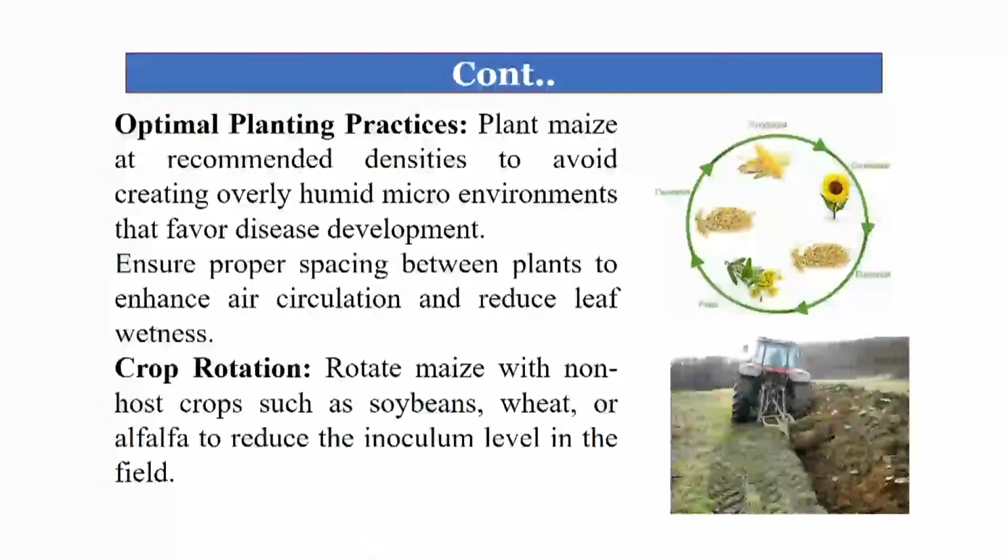And optimal planting spacing is also important to reduce the pathogen load, and crop rotation is also important because, as you know, the disease is dispersed by infected soil and plant debris. You can choose alternate crops like soybean, wheat or alfalfa to reduce the inoculum level or inoculum load in the main field, and that way you can minimize the disease load in your main field.